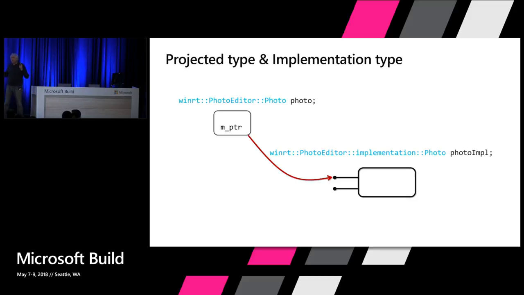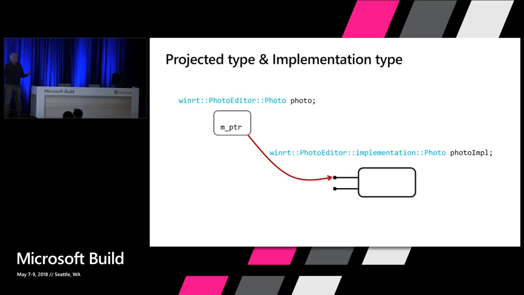There are two different classes involved here. WinRT Photo Editor Photo, that's my projected type. It's really the smart pointer. Consumers are going to use that. In my implementation code base, I have the implementation type. And the only real difference in the name is the namespace has the extra node of implementation in it.